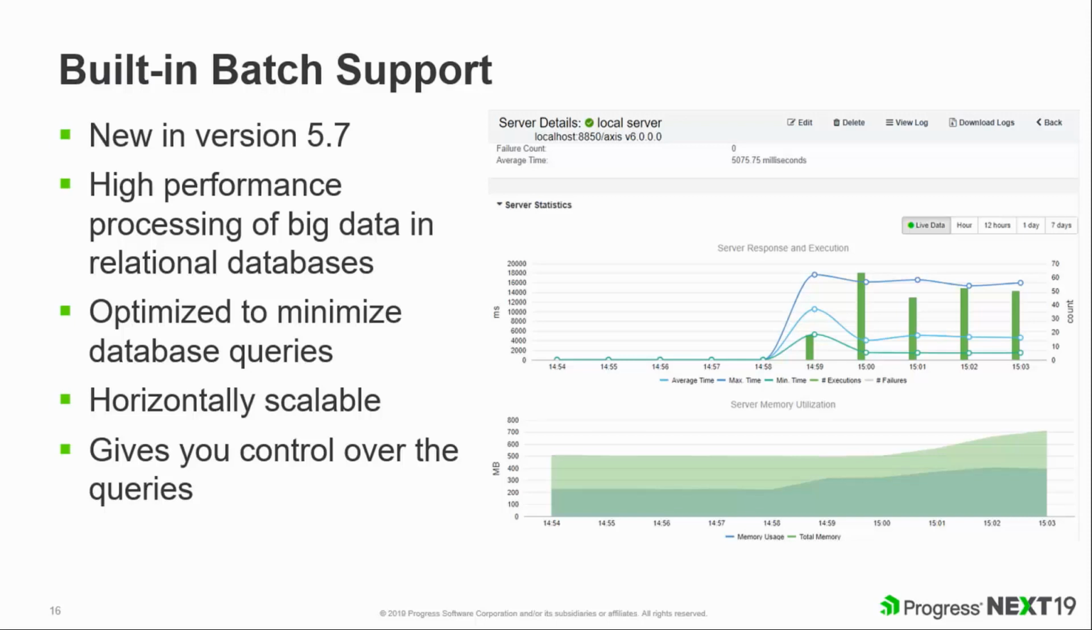So again, the built-in batch support was added in 5.7. It allows you to process the data in a relational database. What's really cool about it is that when you're building your decision service, you don't really need to know that your rules are going to be doing batch processing. That's really more just a deployment artifact.